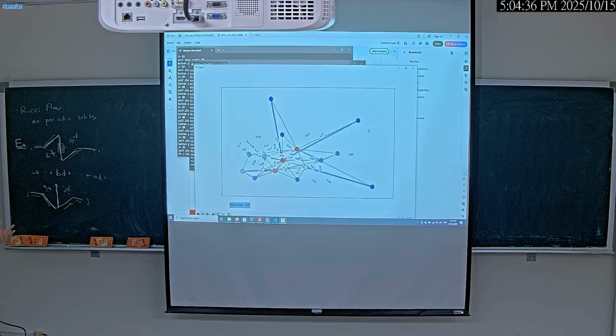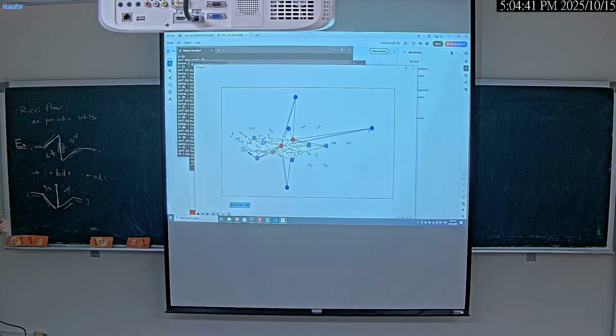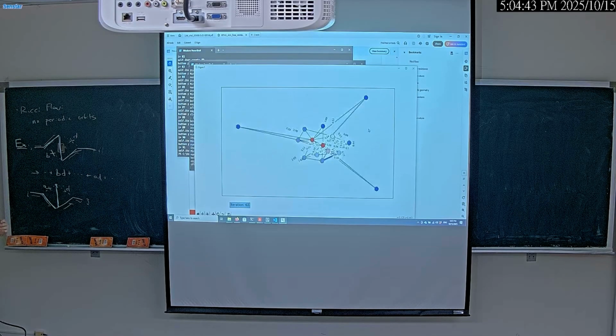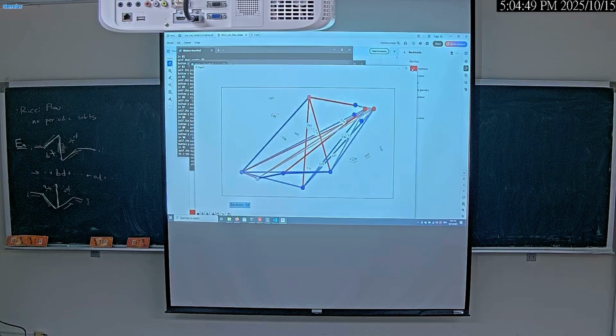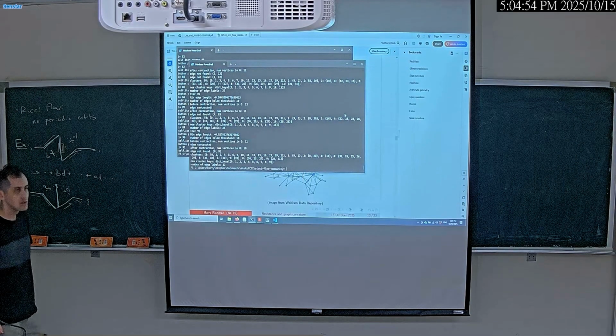But in this case, if we run this for enough time, though, eventually all of the edges will be contracted, and we'll end up with just a single vertex. So what is the meaning of Ricci curvature in this case?